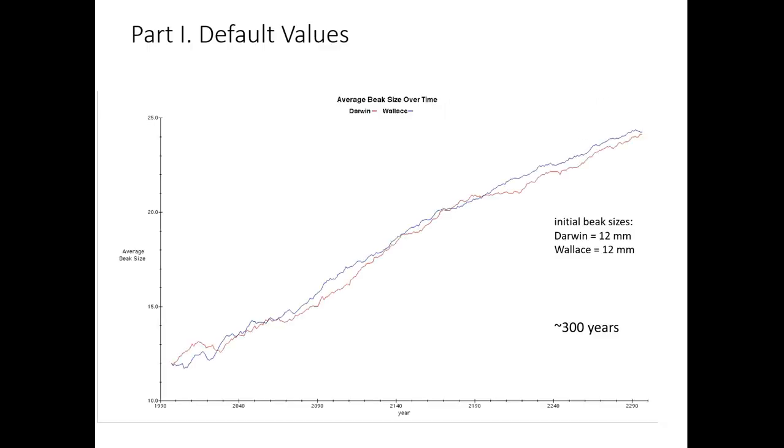The first question is, how did the average beak size change on each island between these 300 years? Going back to the data, we can see that the beak size on both islands increased, but it didn't follow exactly the same trend to get there, nor does it end up at exactly the same size.